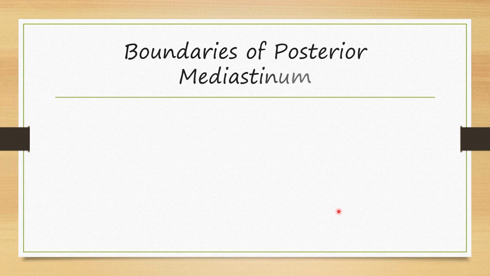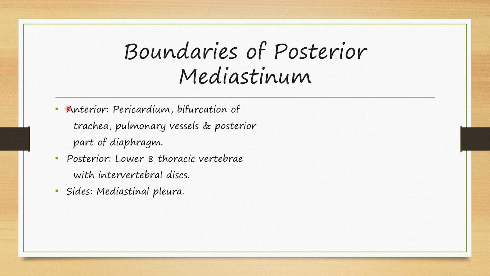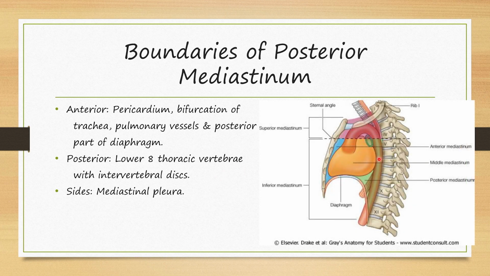Now let's talk about the boundaries of posterior mediastinum, which is on the back of the inferior mediastinum. Anteriorly, there is the pericardium and bifurcation of trachea, the 2 parts that I said, pulmonary vessels and posterior part of diaphragm. Posteriorly, there is the lower 8 thoracic vertebrae with intervertebral discs. On the sides, there is the mediastinal pleura.